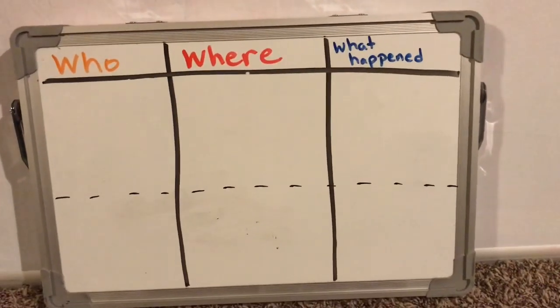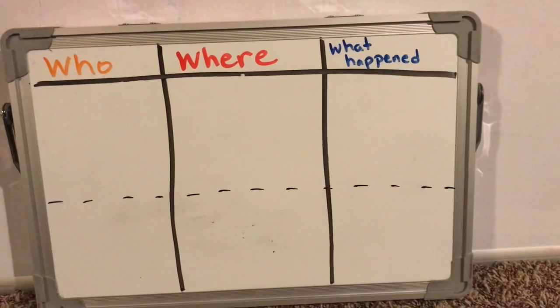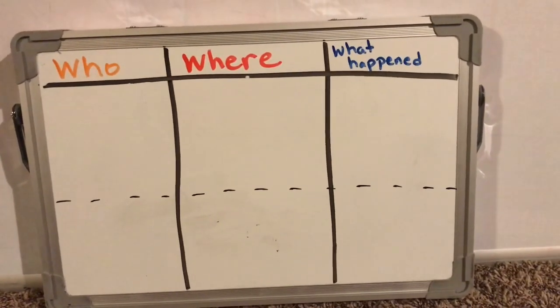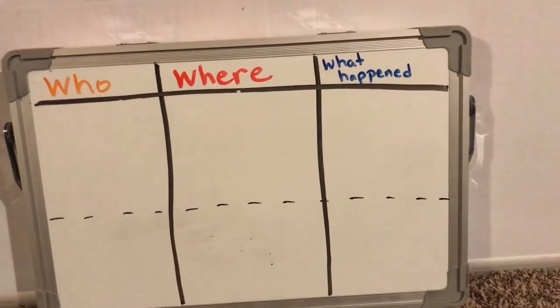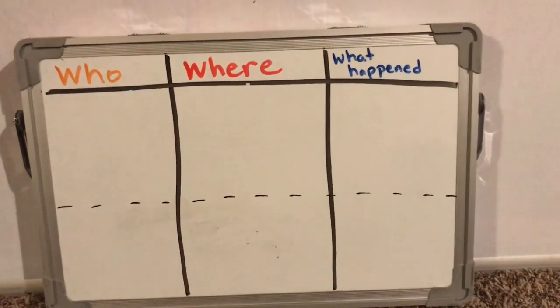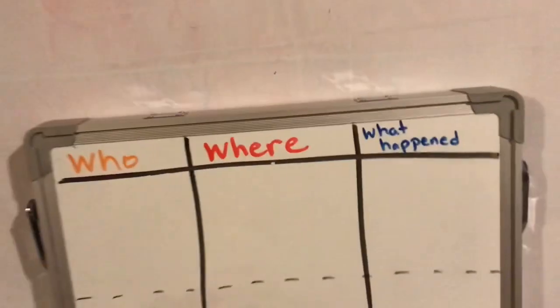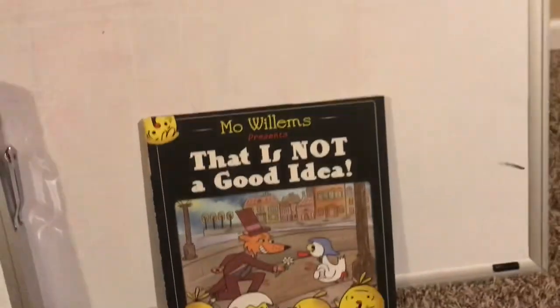So what I'm going to do is go back through real fast 2 stories that I've read to you on read-alouds, and we're going to see if we can remember or even reread the who, the where, and the what happened. The first story we're going to look at today is, let me scoot this over, That Is Not a Good Idea by Mo Willems.